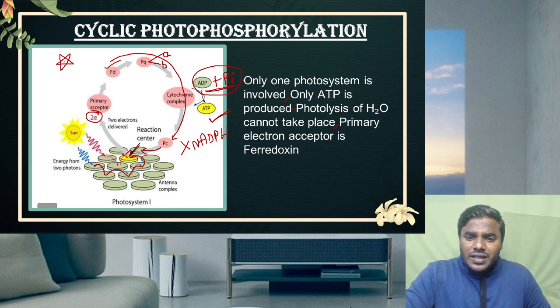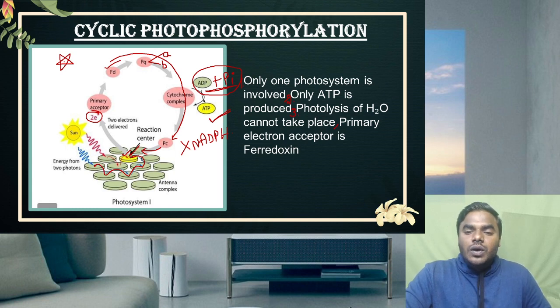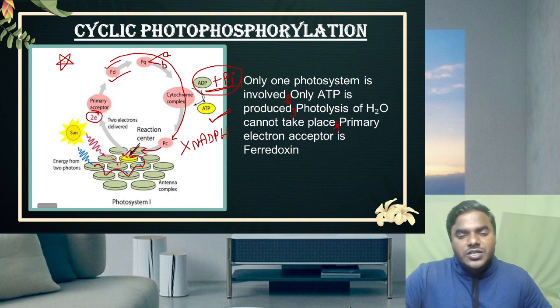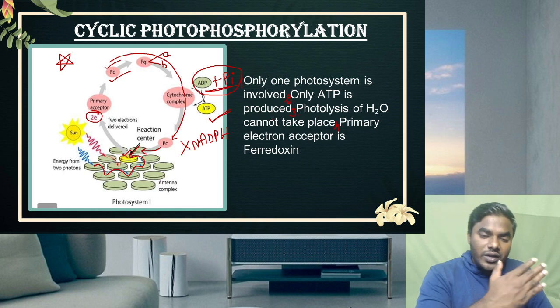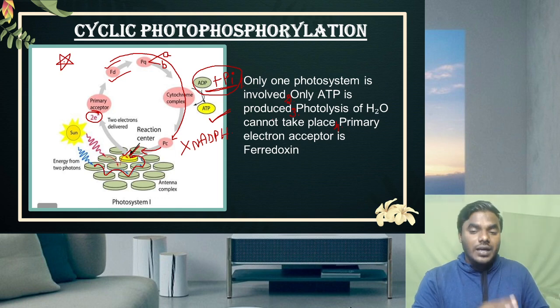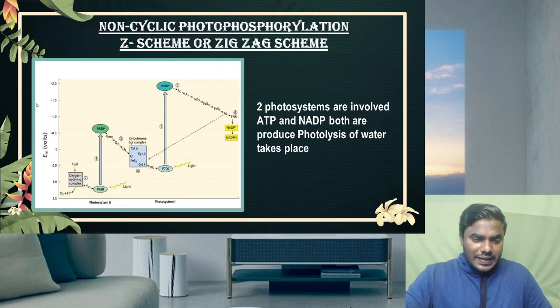So listen, there is only one photosystem involved here. Then only ATP is produced. Photolysis of water cannot take place. Photolysis means breakdown of water cannot take place. Then the primary electron acceptor, who is it? Ferredoxin. Why have I written these points? Because if you compare the cyclic to the non-cyclic, the concept will become easy and you can remember very easily. Now listen.